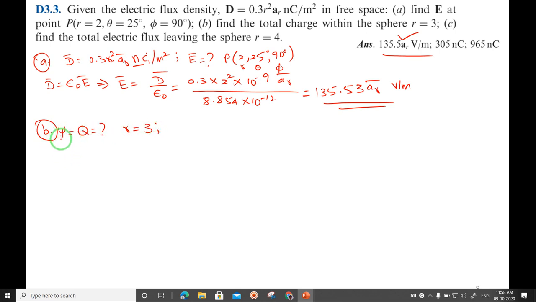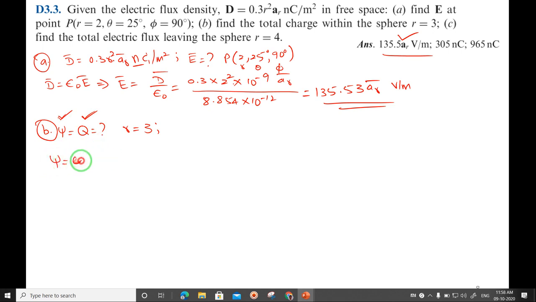The electric flux leaving the closed surface is equal to the total amount of charge. Either find out electric flux or find the total amount of charge. One and the same. They may ask total electric flux or they may ask total charge enclosed. Both are one and the same, right? Then next we know the formula.